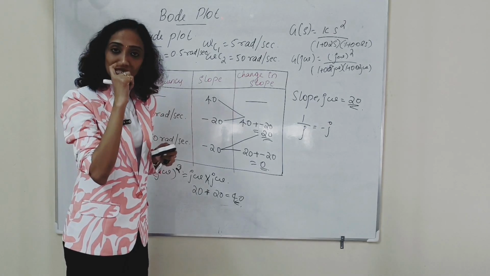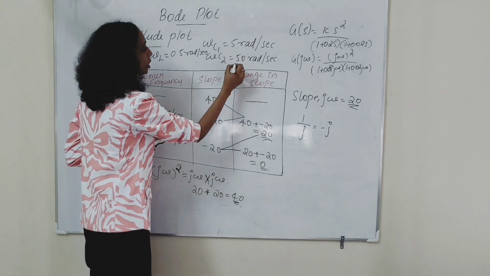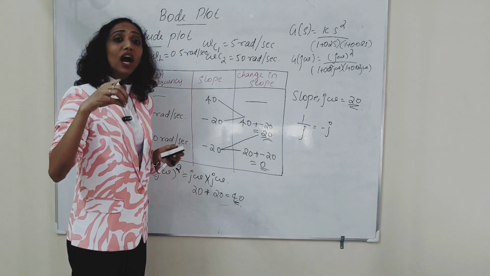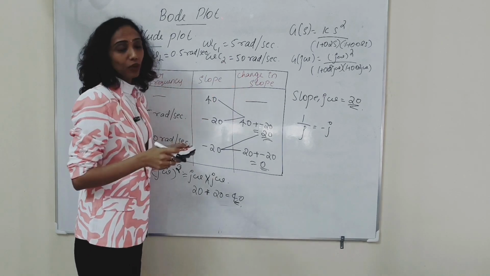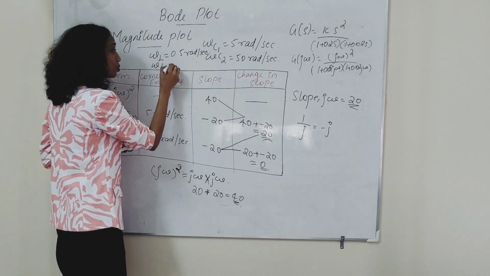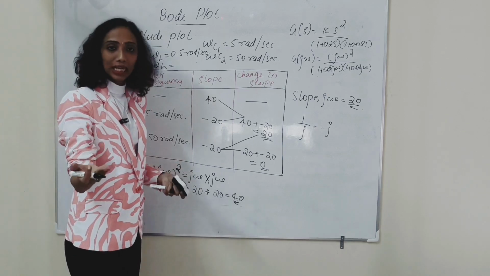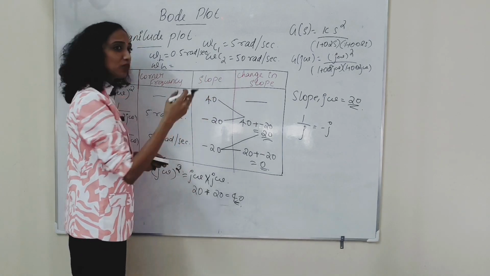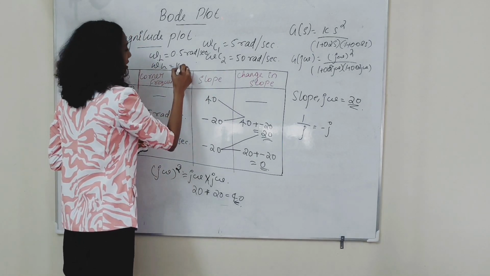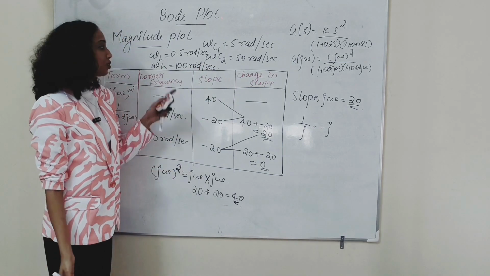The next value we have to choose is a value higher than the highest corner frequency, which here is 50 radians per second. So I can choose it as 100. You can choose any value. If you want to choose 80, you take it, no issues at all. 80, 70, 60 are all higher than 50. But here I choose 100.